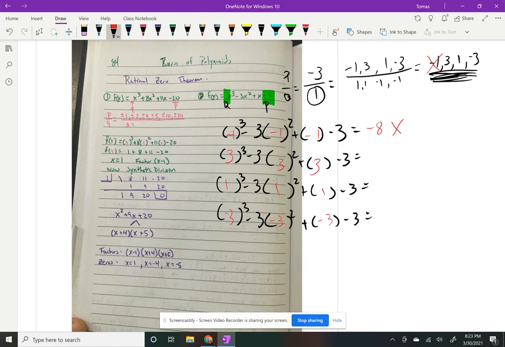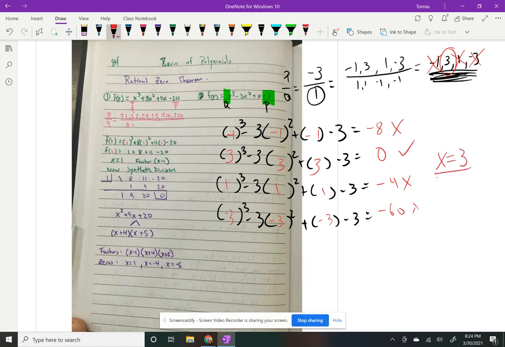If I go to 1, we get -4. So -4 is not 0. So 1 is not a factor. If we go to -3, -3 gives us -60. So -3 is not a factor. And you guys could already know that I skipped number 3 for a reason, because number 3 is actually 0. So this is the factor we're going to use. So now what do we do? Well, we now know that x is going to equal 3.